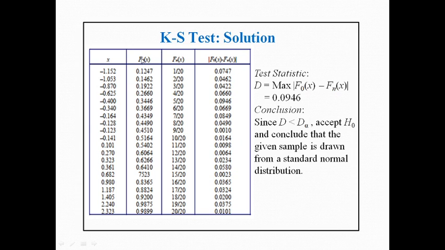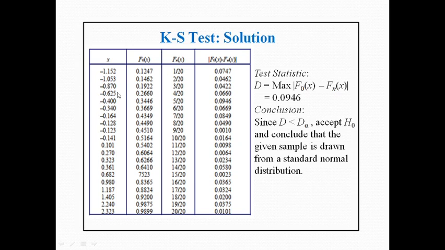So how is this value coming? This value is the distribution function, that is the probability that x is less than or equal to minus 1.152. These are standard normal probabilities, because we are interested in the standard normal distribution. And this Fn x is the empirical distribution function. For the first observation in increasing order, it is 1 divided by 20.